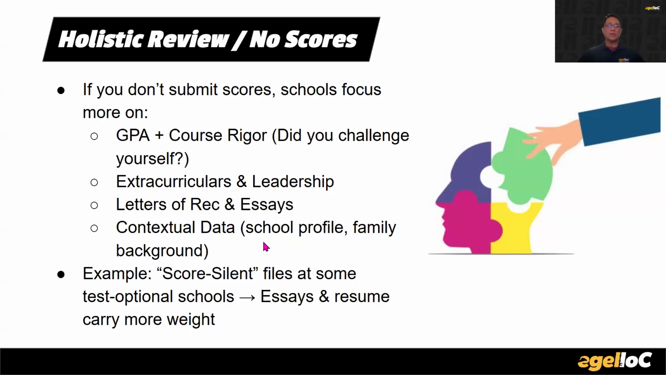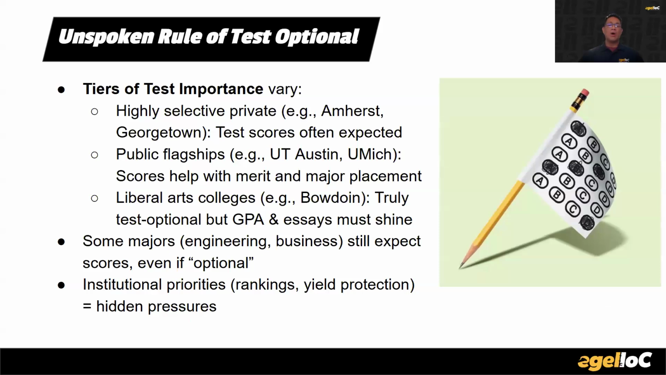So, some of these schools, at test optional schools, admissions officers often create what they call a score silent file, meaning they review you as if scores don't exist. And that makes every other piece of your application more important. Okay. So, again, remember, test optional versus submitting and not submitting. If you don't, then they will look at you with respect to a score silent file.